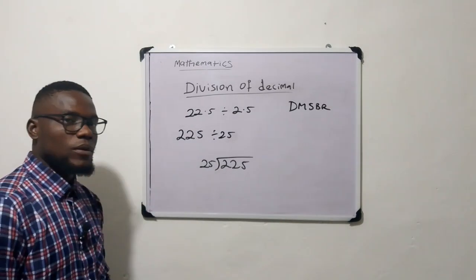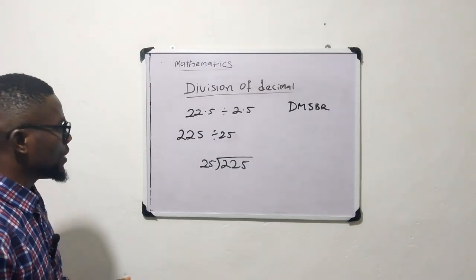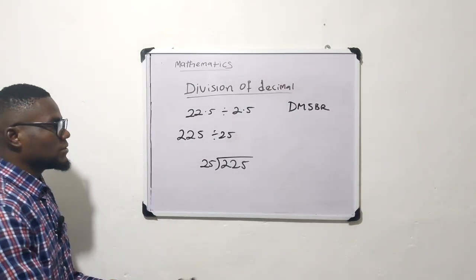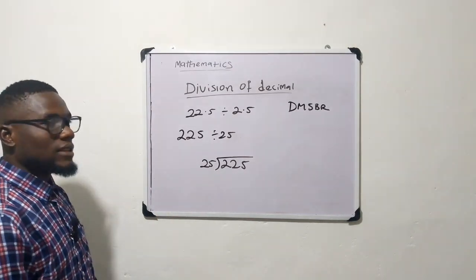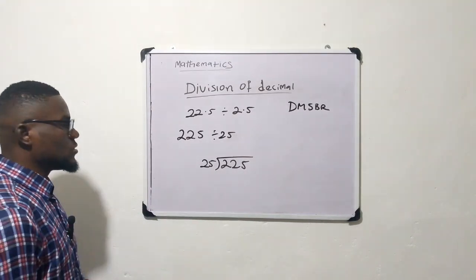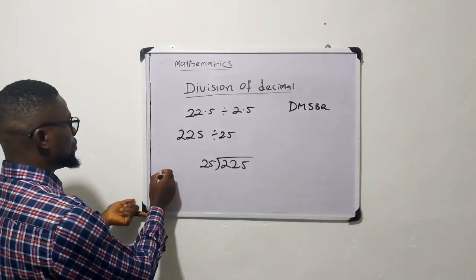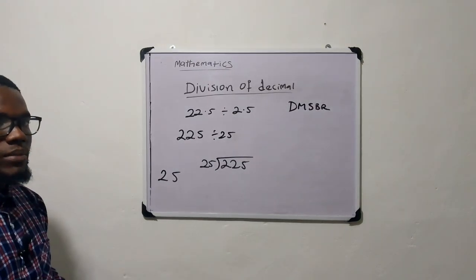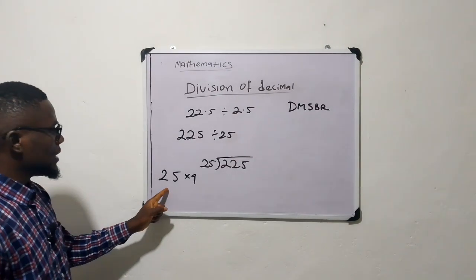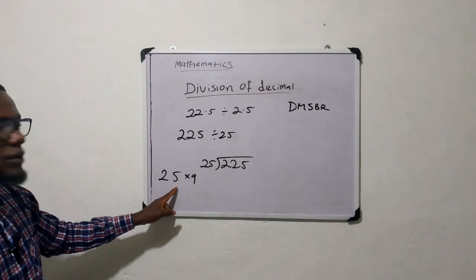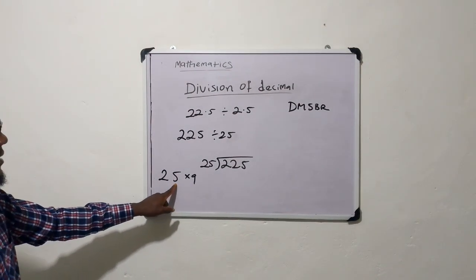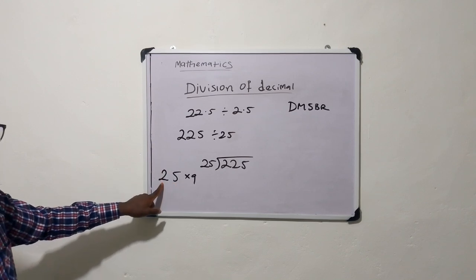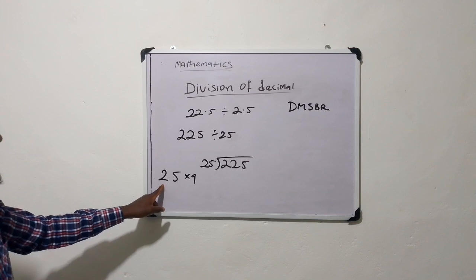So what are you going to do to help us? Now we're going to follow this simple trick. Now you have 25, but you want to know how many 25s can fit into, or be contained in, 225. So let's follow this simple trick. You have 25 here. Now let's say you want to multiply it by 9. Now remember what I taught you in place value. This number here is in the ones unit, and this one is in the tens unit.